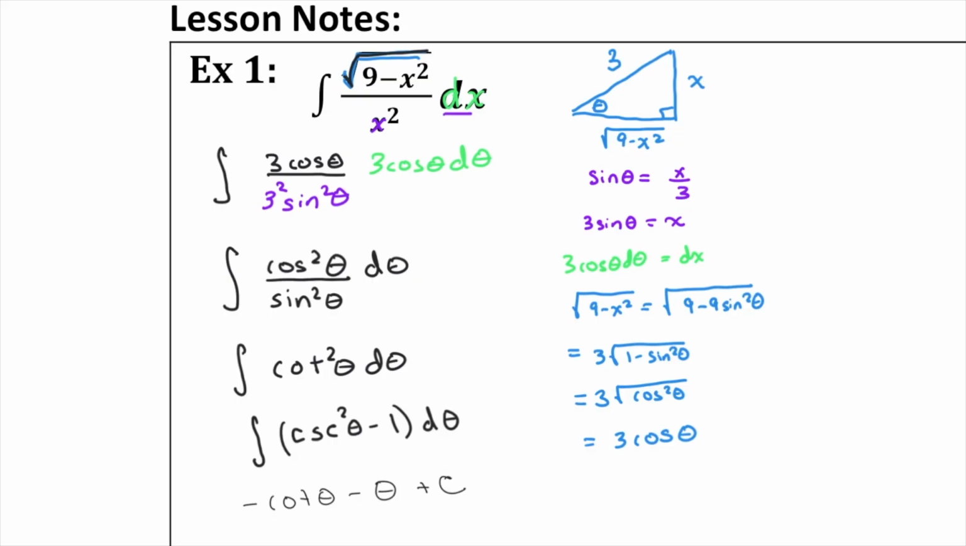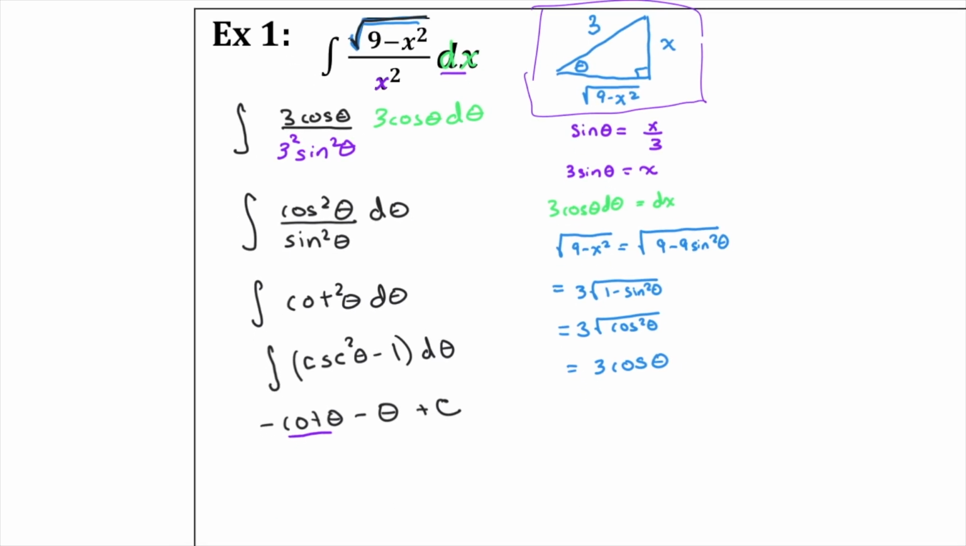Okay, feels like we should be done, but notice our answer has thetas in it. We need to have answers with x's. So let's try to get rid of the thetas. Cotangent: if tangent is opposite over adjacent, looking at my triangle, the cotangent is going to be the adjacent side of my triangle divided by the opposite side. So I'm going to replace my cotangent.